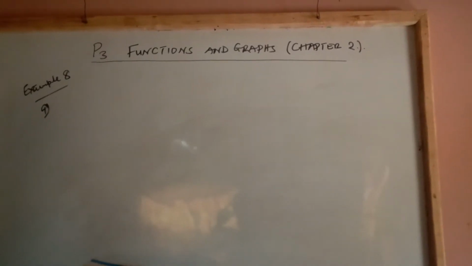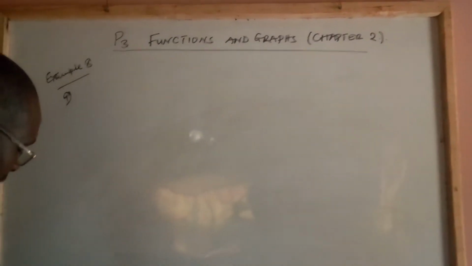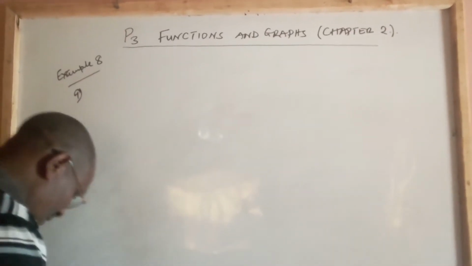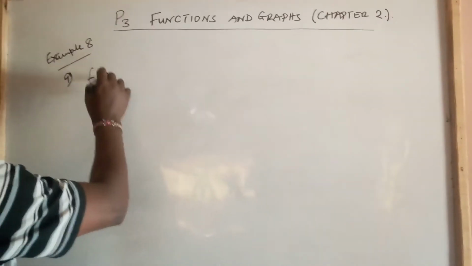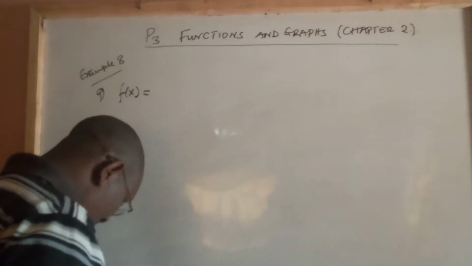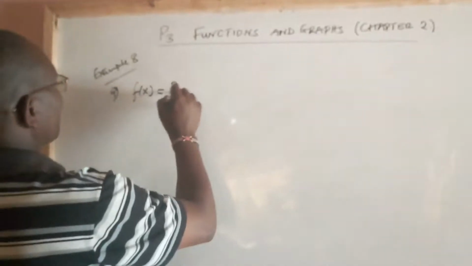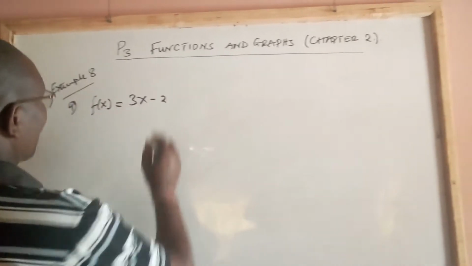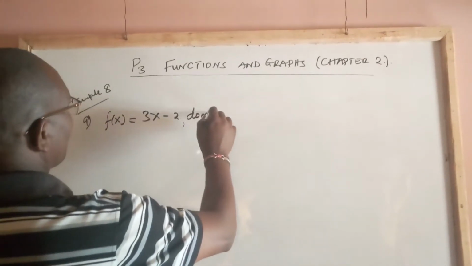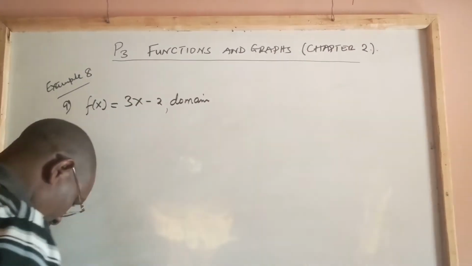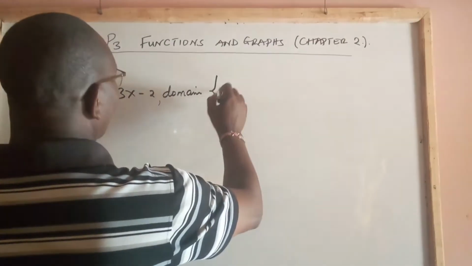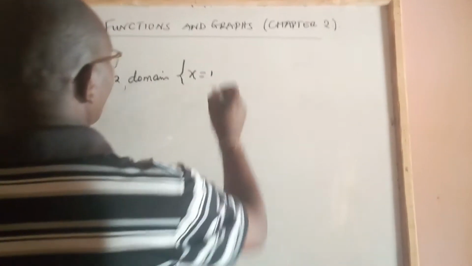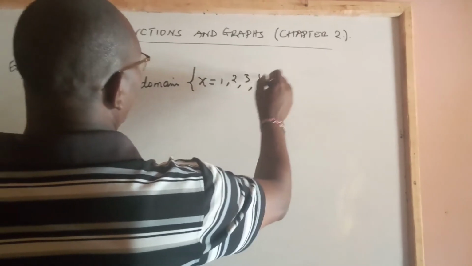In example 8, we are supposed to find the range of each of the following functions. And part A, the function of x is given by 3x minus 2, and the domain of x, the domain means the input. The value of x is equal to 1, 2, 3, and 4.